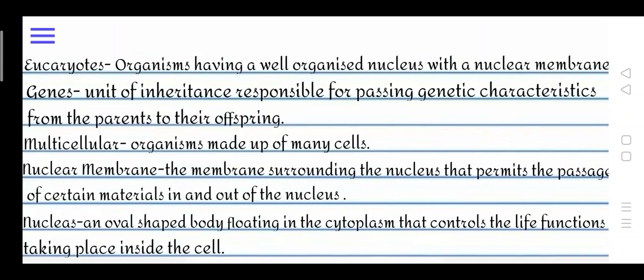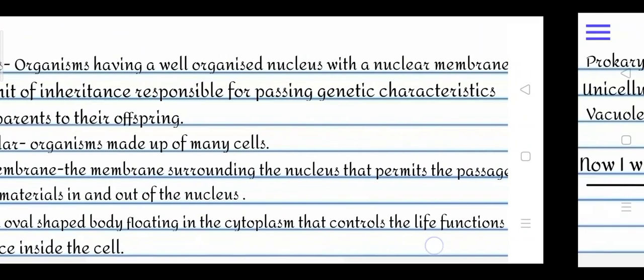Eukaryotes, organisms having a well organized nucleus with a nuclear membrane. Genes, unit of inheritance responsible for passing genetic characteristics from parents to their offspring. Multicellular, organisms made up of many cells. Nuclear membrane, the membrane surrounding the nucleus that permits the passage of certain material in and out of the nucleus. Nucleus, an oval-shaped body floating in the cytoplasm that controls the life functions taking place inside the cell.